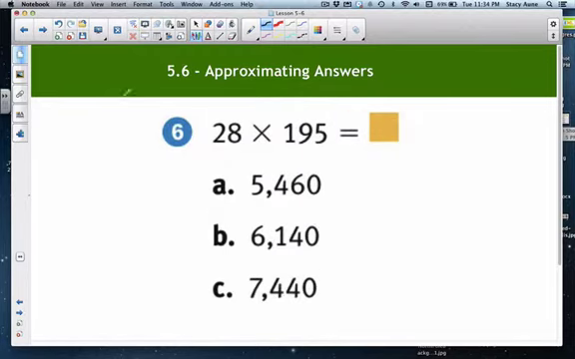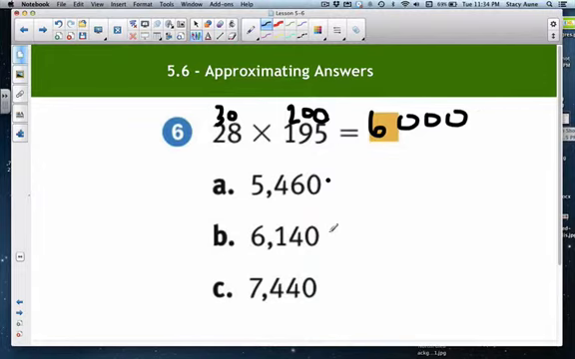All right, let's do another one. 28 is closest to 30. 195 is closest to 200. If you're confused about that, then you need to come to me and ask about rounding, and we can do some practice with that. All right, let's multiply the whole numbers. 3 times 2 is 6. I'm going to place the zeros at the end, and I get 6,000.